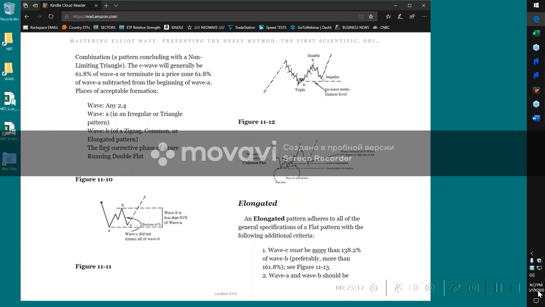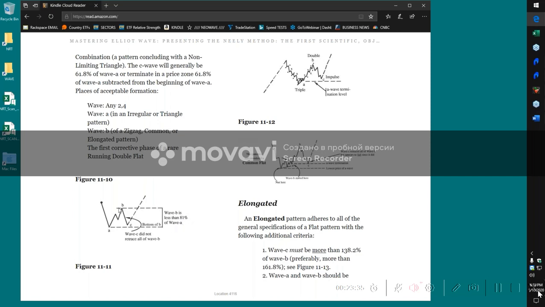Let's give some examples of where patterns might occur, which is helpful when you're putting together a larger structure and you say, well, this happened in the proper place, or it didn't. If it didn't, then you need to rethink what you're doing and maybe consider something is wrong with your count.